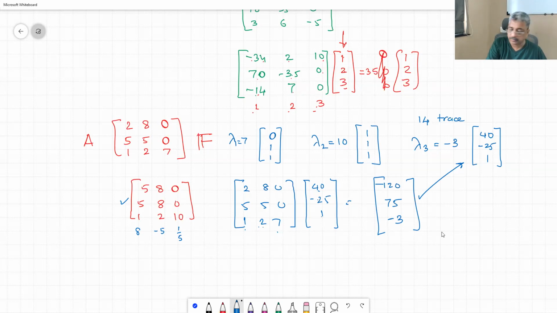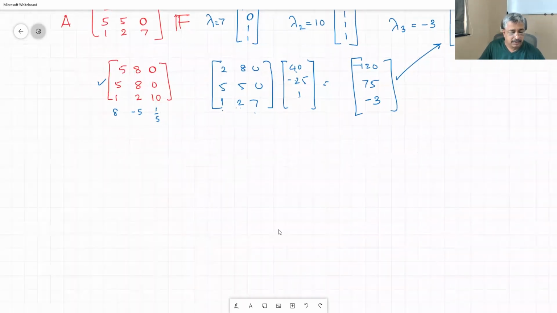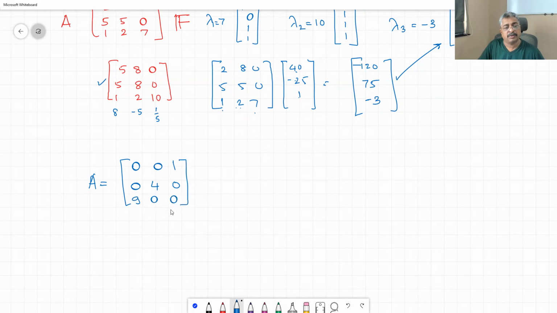Next matrix for which you are supposed to find lambda values. A is 0, 0, 1, 0, 4, 0, 9, 0, 0. Now it is not as good as the first one, but not bad also. Find lambda values and corresponding lambda vectors. I mean eigenvectors.